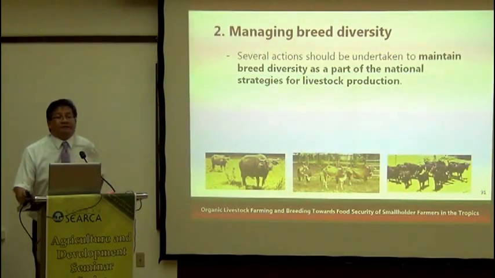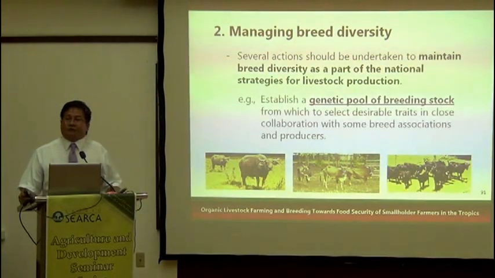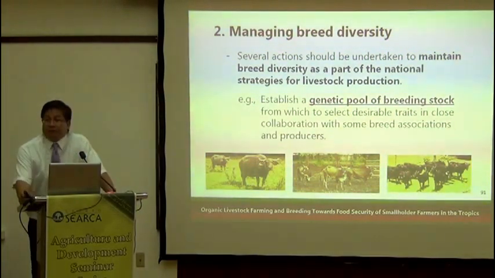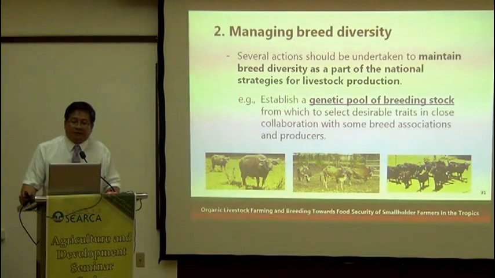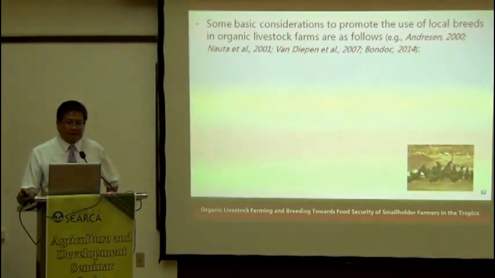How do you manage genetic diversity? There are many actions to be done to maintain diversity as part of a national program for livestock production. And this would usually start with the establishment of a gene pool, a genetic pool, of those breed stocks, wherein you could select desirable traits in collaboration with those breed associations and local producers.